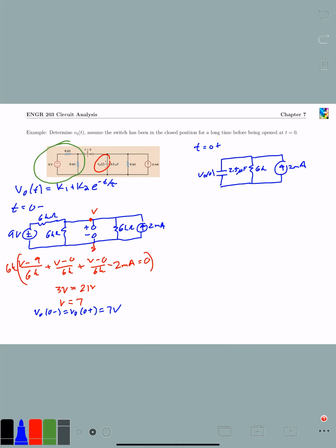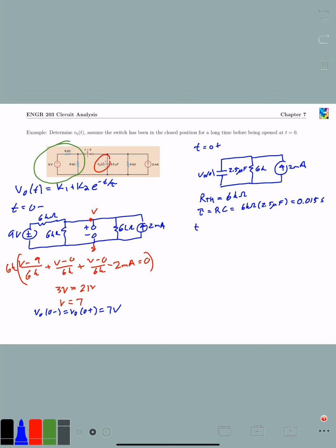Okay, and so what we're going to do is figure out our Thevenin here. There's really not much to say. Our Thevenin is just going to be 6 kiloohms, since there's just the one resistor at that point. And so we use our tau formula. Tau is R times C, which is 6 kiloohms times 2.5 microfarads. That's going to be 15 milli, so 0.015 seconds.